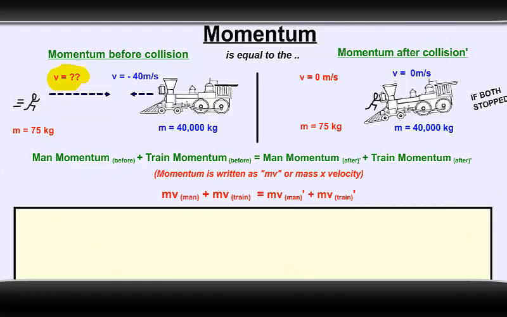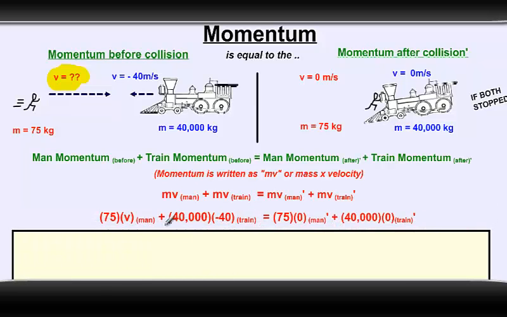Okay, let's do it. Let's fill these in. You've got your m and your v for the man. So m is 75 and v I don't know. M is 75. V I will just leave it as v because I have no idea what it is yet. You're not supposed to. M is 40,000 for the train. V is minus 40. So 40,000 times minus 40. I'm just subbing these in here. Okay. Now mv for the train afterwards. No, that's for the man even. mv for the man afterwards.